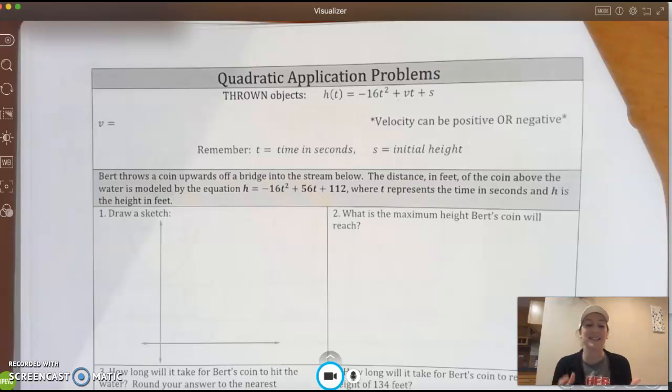Hey guys, so today is our last day in our notes packet. It is the culmination of everything that we've been working on during e-learning. So I'm honestly pretty excited to put everything together that you guys have been working on for weeks. We're on page 40 and we're looking at quadratic application problems.